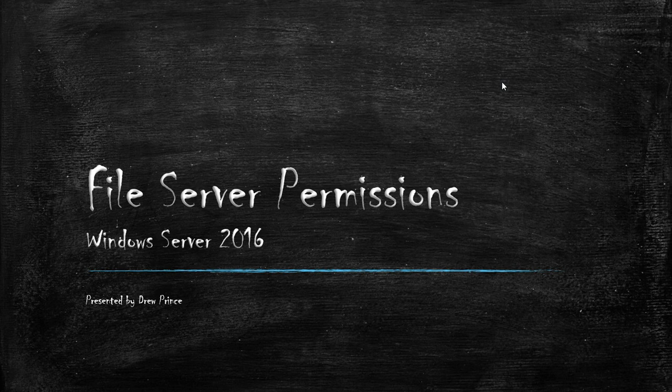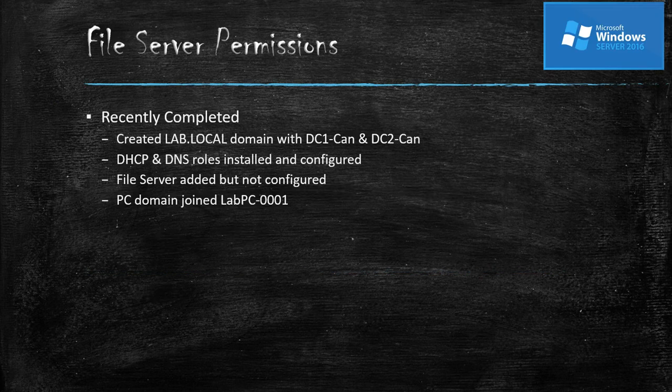Hey there. Okay, so in this video we're going to talk about file servers and creating shares and permissions for those shares. This is for Windows Server 2016, and what we've done so far is created a domain with two DCs, configured DHCP and DNS roles to make those roles work, and we have a file server added with a file server role added but not configured yet, and we can use a PC to test those features.